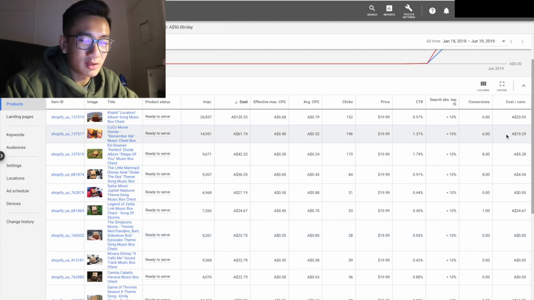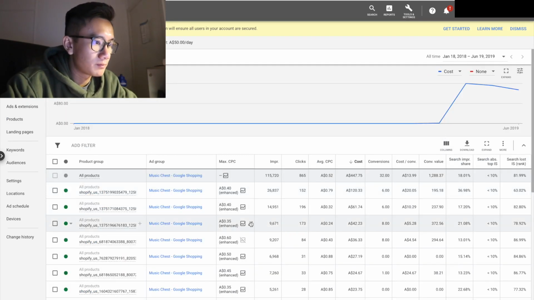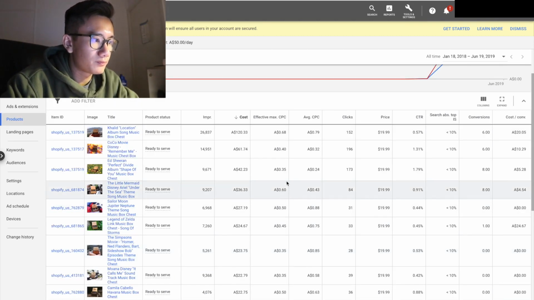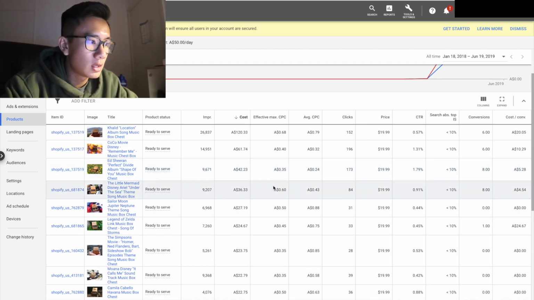Cocoa, it's slowly creeping up, which is not too good. So the fact that it's creeping up, I want to keep it at $10, so I'm going to put the max CPC at 30 cents. Keep it at the same. Ed Sheeran doing perfect, leave it as is. If the CPC was at like 35, 36, then I actually increase this max CPC to give it leeway.